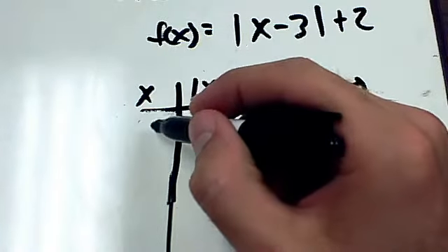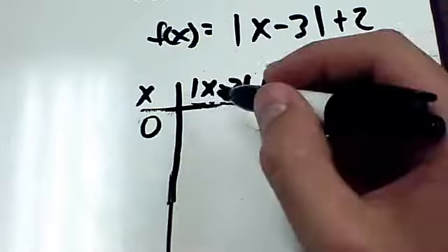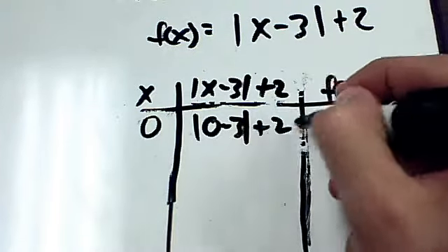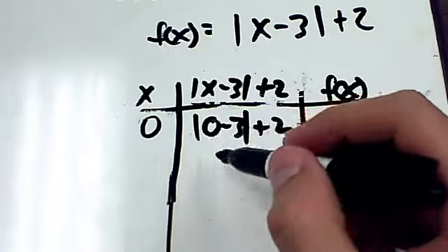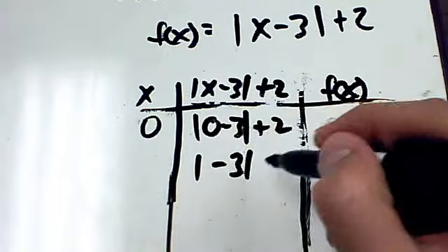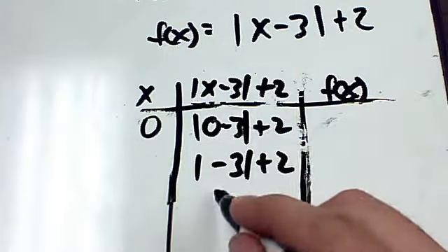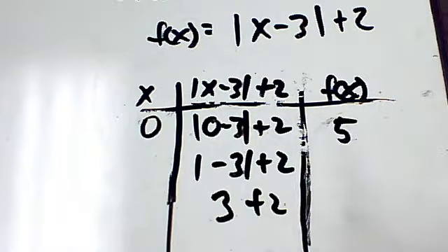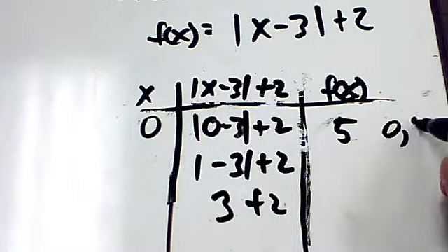And let's start making up numbers. When x is 0, then we'd have the absolute value of 0 minus 3 plus 2. And from there, 0 minus 3 is negative 3, so we have the absolute value of negative 3 plus 2. The absolute value of negative 3 is 3, plus 2 makes 5. So we'd have a point at 0, 5.